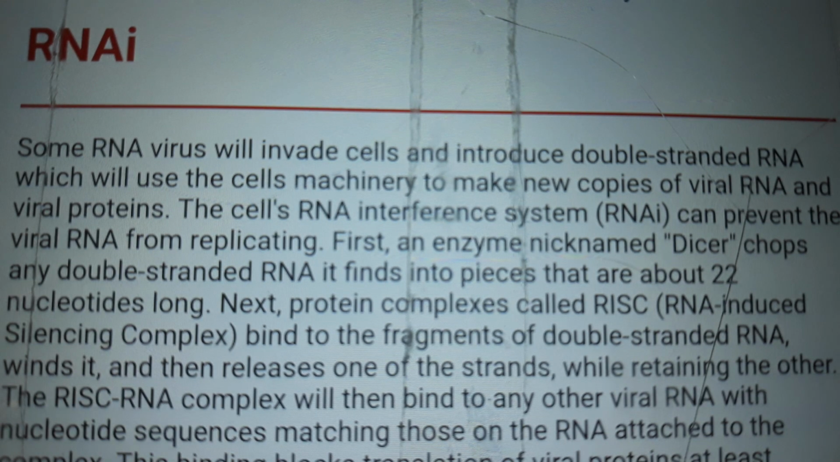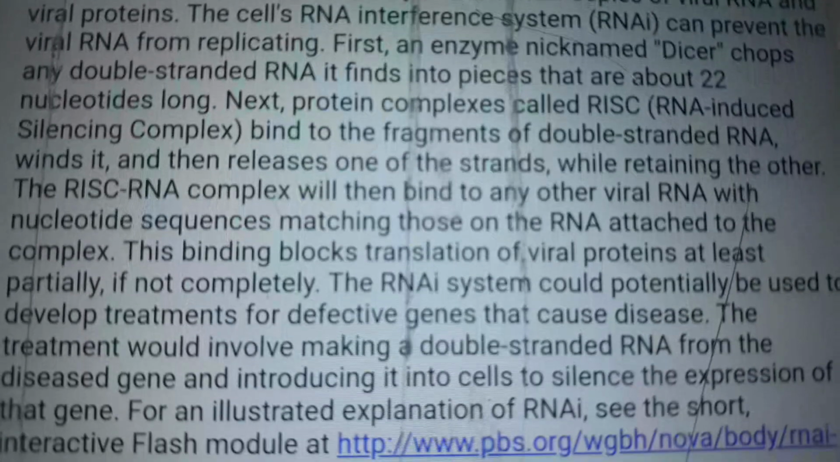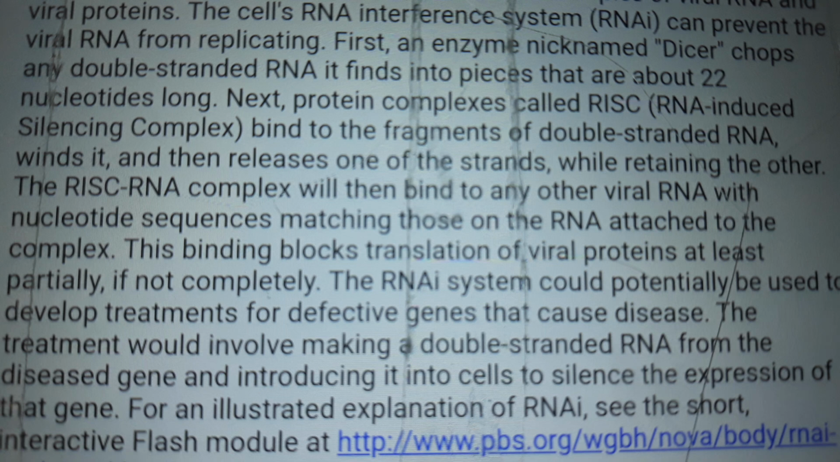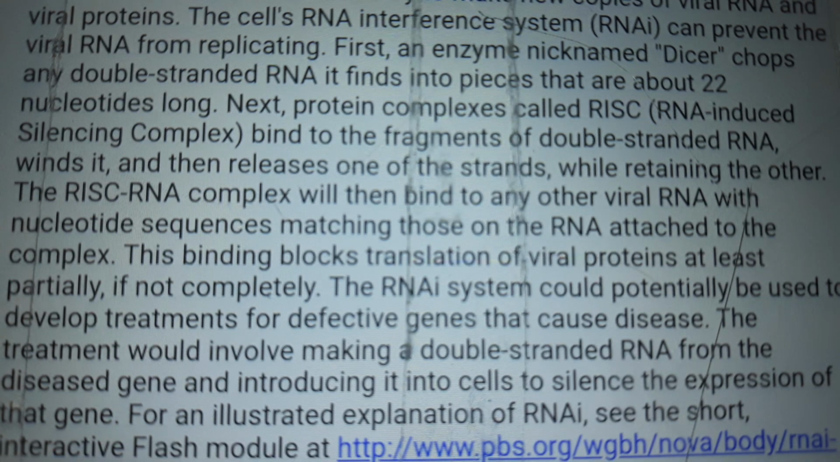Some RNA viruses will invade cells and introduce a double strand, which will use the cell's machinery to make new copies of viral RNA and viral proteins. The cell's RNA interference system can prevent the viral RNA from replicating. First, an enzyme nicknamed dicer chops any double-stranded RNA it finds into pieces that are about 22 nucleotides long.